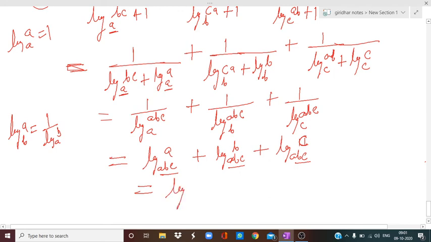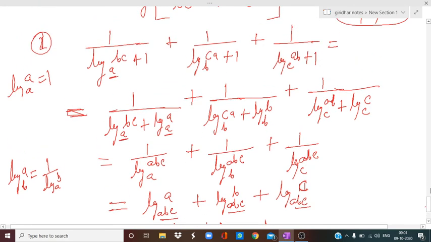We can apply property log abc, प्रोडक्ट हो गया log m plus log n plus log p and base हमारा abc. Number and base is same, so the value is 1. ठीक है. So in place of 1 we have made it log a with base a. In place of this one we made it log b with base b, and in place of this one we made it log c with base c.